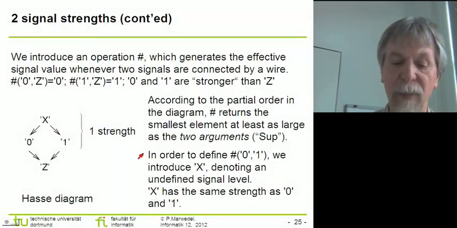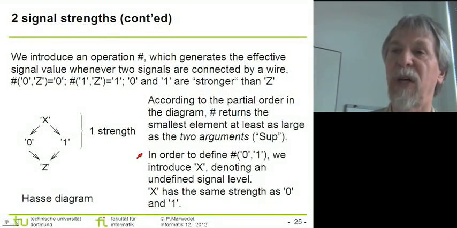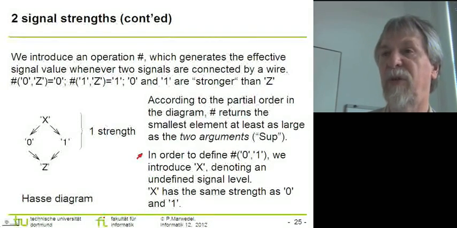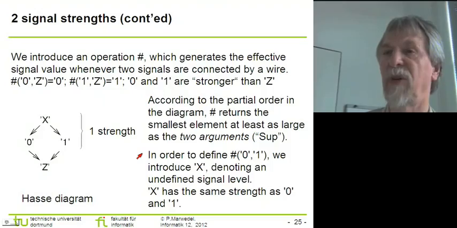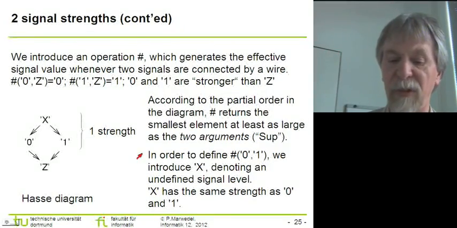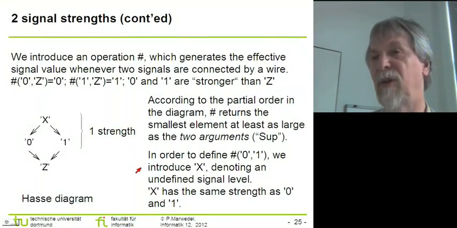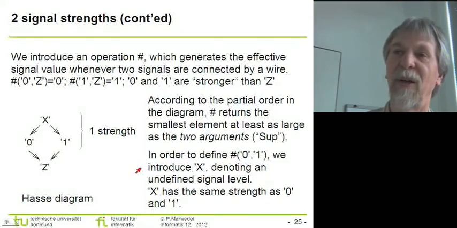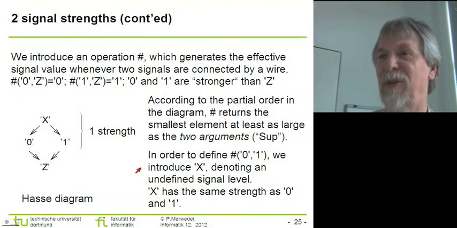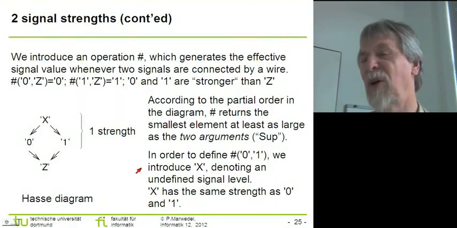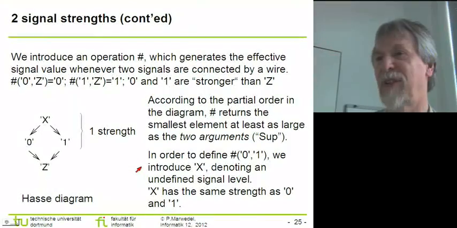Now, we would like to define the sharp operation for all the possible values, and therefore we need to define the sharp operation also for the case where we have 1 and 0 as the two arguments. And we can ask ourselves, what would be the result if we connect a 1 and a 0? Electrical engineers would call this a shortcut, or a short. So we have a short in our circuit. We don't really know what happens with our circuit in such a situation.